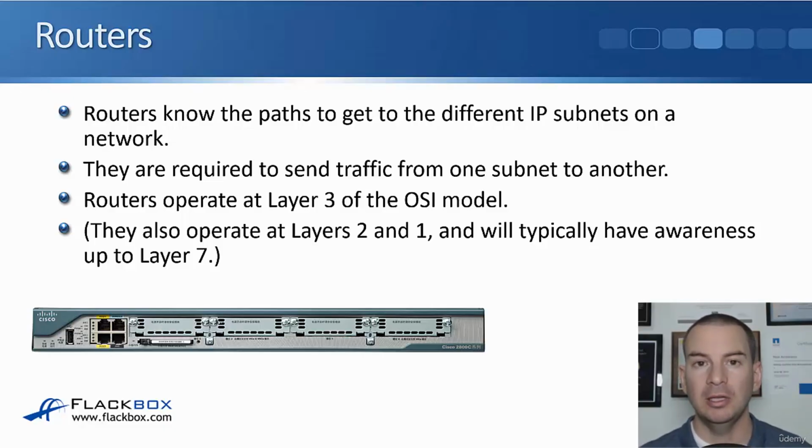IP is at layer 3 of the OSI stack, so a router operates at layer 3 of the OSI model. Obviously, it has physical interfaces on there as well, so it's also operating at layer 1. It also needs to understand layer 2 addresses, so it also operates at layer 2. And routers will normally be aware up to layer 7 for advanced functions as well. But when they're doing the job of routing between different IP subnets, they're operating at layer 3, so routers are termed as a layer 3 device.